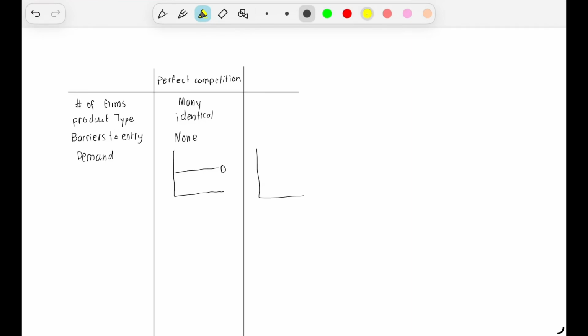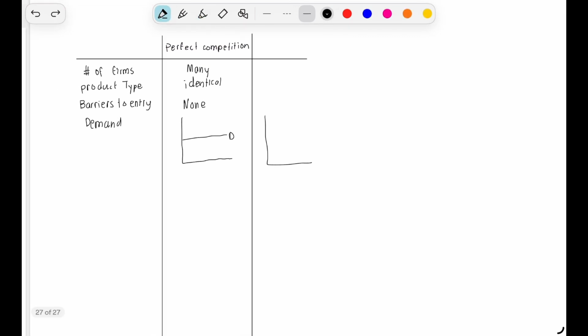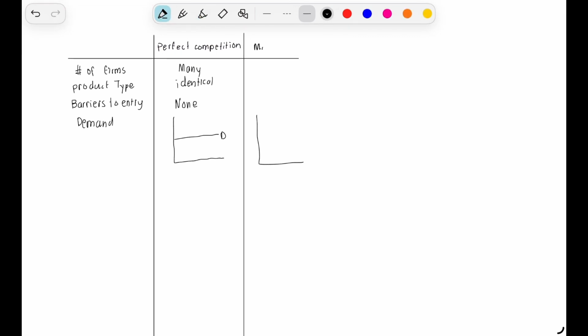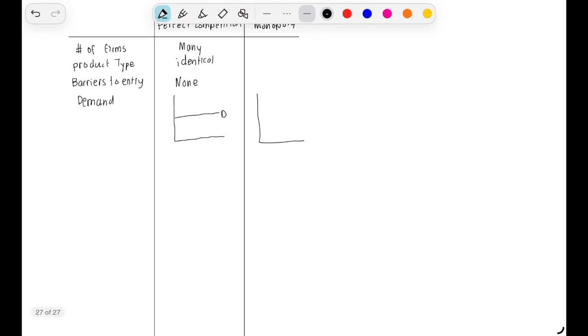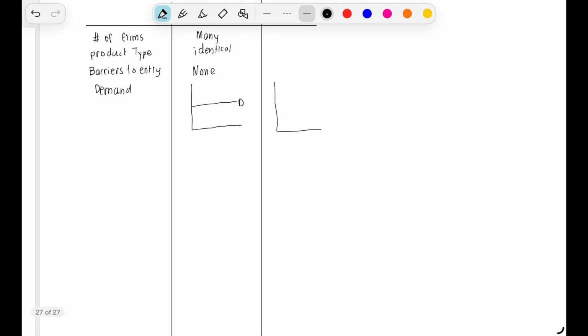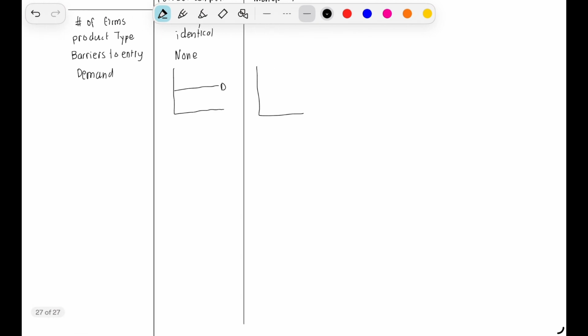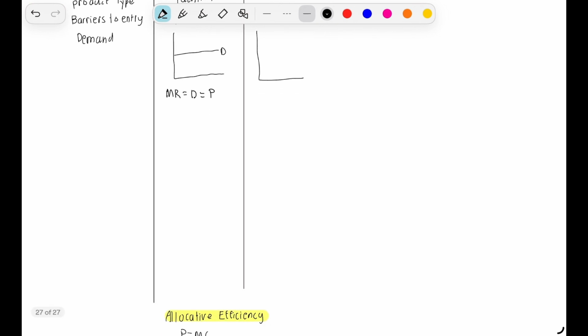In this video, we're going to be doing a comparison of different economic ideas. So let's compare perfect competition with a monopoly. Perfect competition has many firms, identical products, and no barrier to entry. Marginal revenue equals demand equals price. Price is equal to MC.